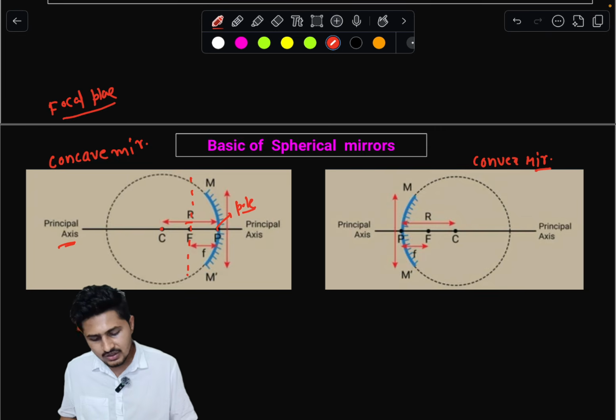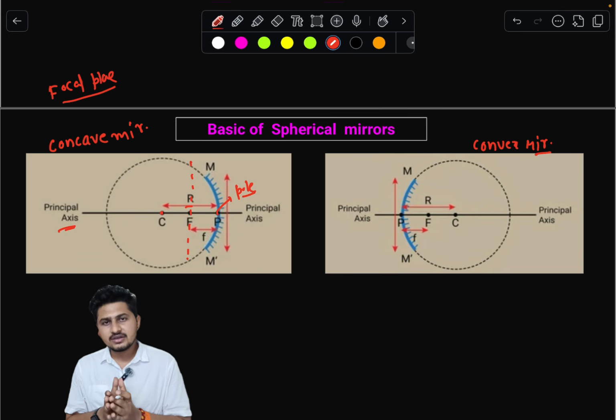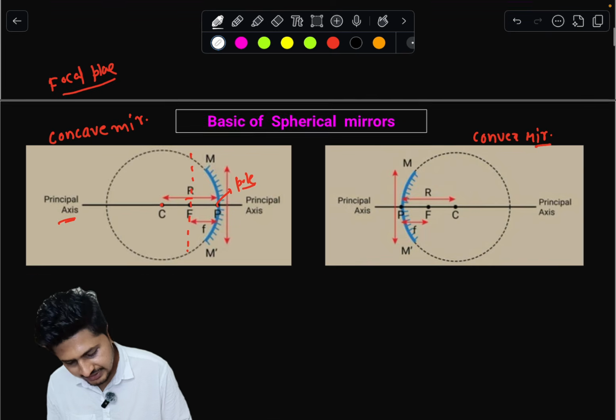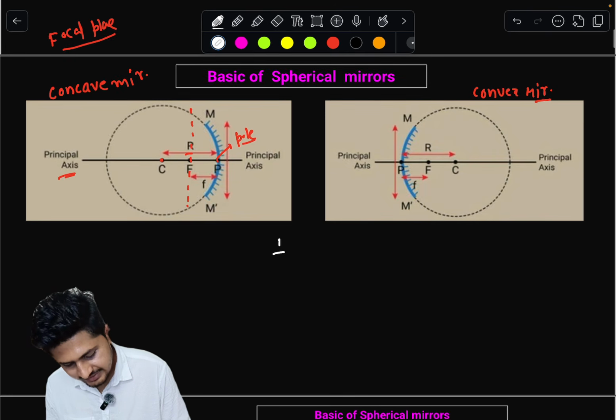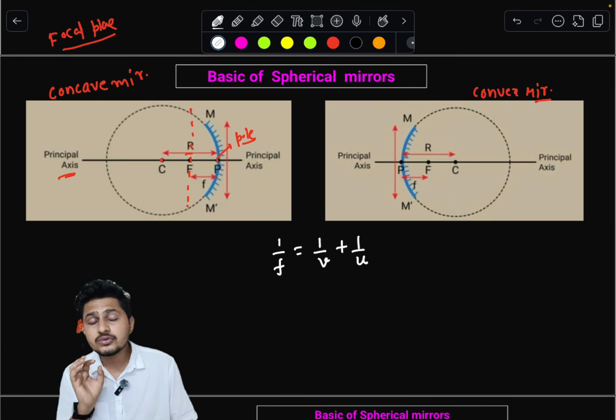Here I have observed that students feel sign convention problem. Why sign convention? Because we have two formulas in the mirror case. One is the mirror formula, 1/f = 1/v + 1/u, where v is the image distance measured from the pole, u is the object distance measured from the pole, and f is the focal length.